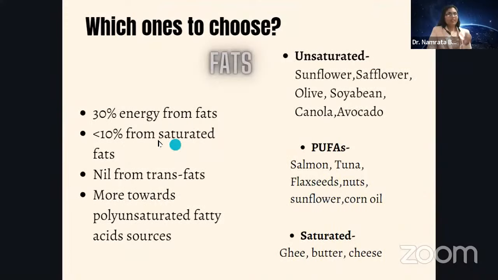Now fat. So at least 30% of energy should come from fats. A lot of people will totally forego fats, saying no, fats are bad. Fats are not bad. Fats are good. The majority of our hormones are fats. The luster in our skin is fat. So we need to concentrate on what kind of fats we have to take.